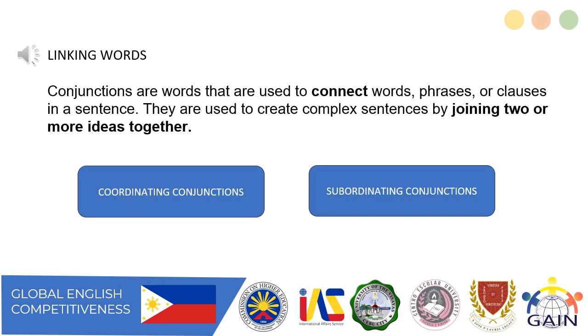Conjunctions are words that are used to connect words, phrases, or clauses in a sentence. They are used to create complex sentences by joining two or more ideas together. There are two types of conjunctions. The first one is the coordinating, while the second one is the subordinating.